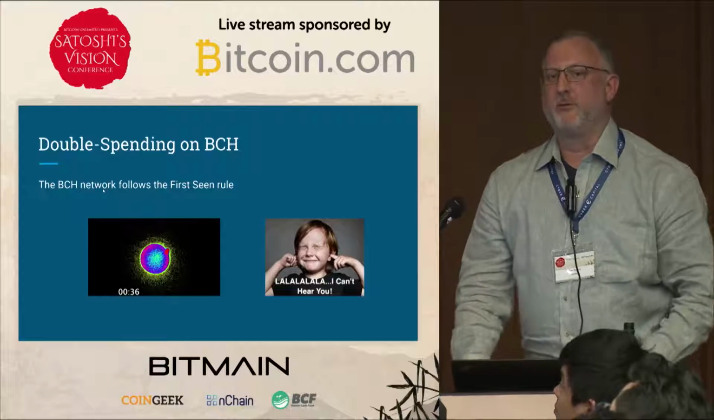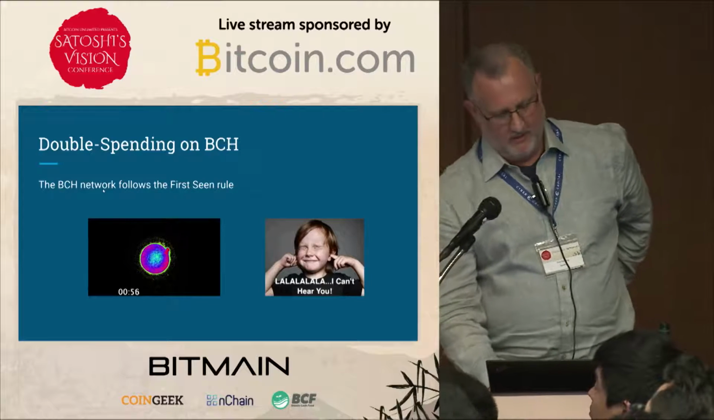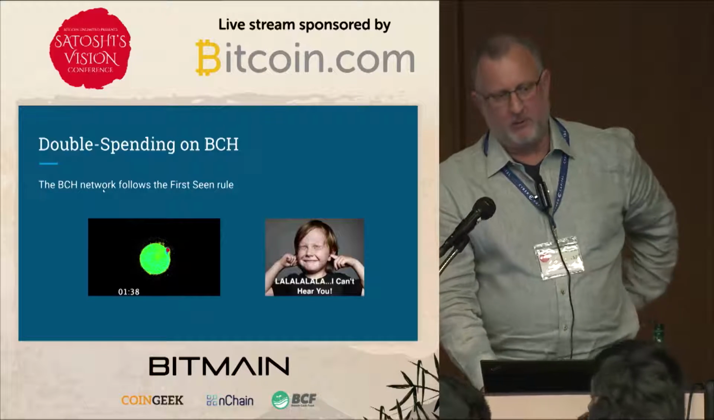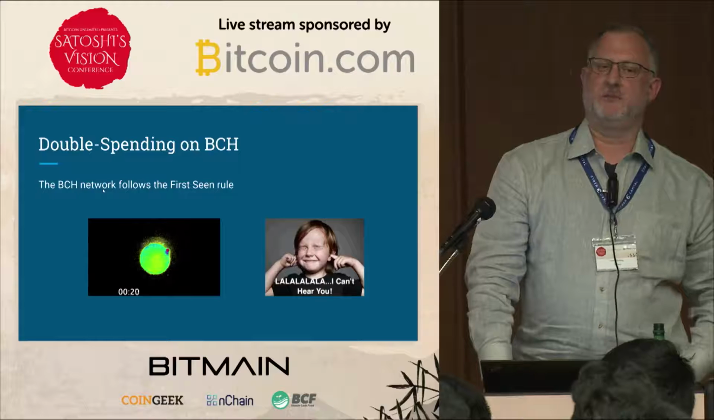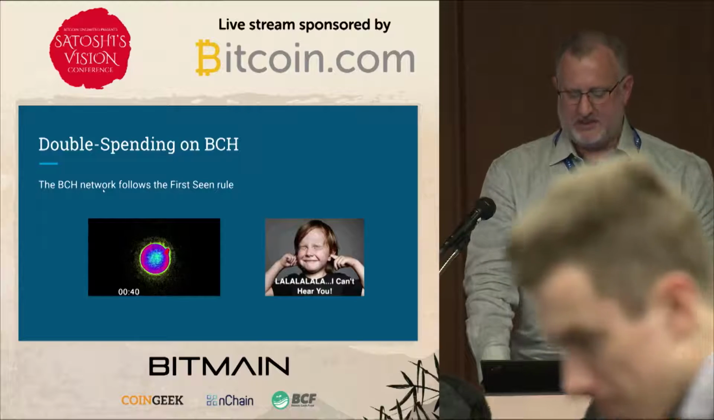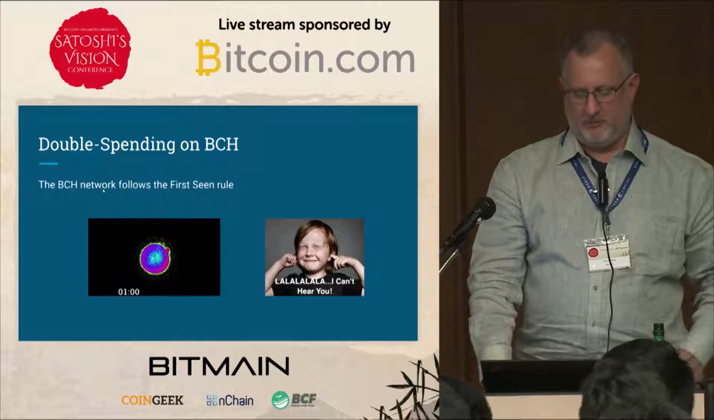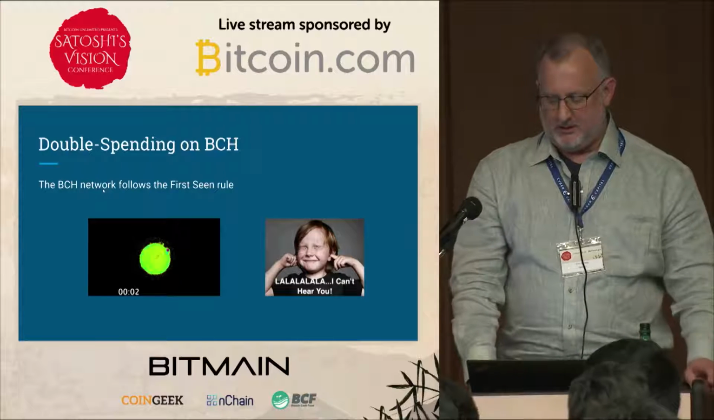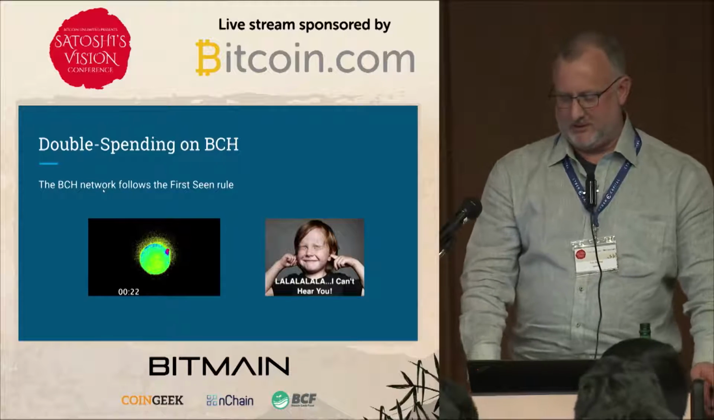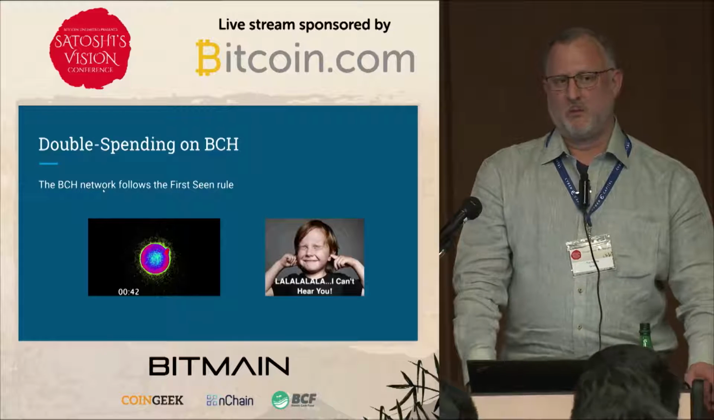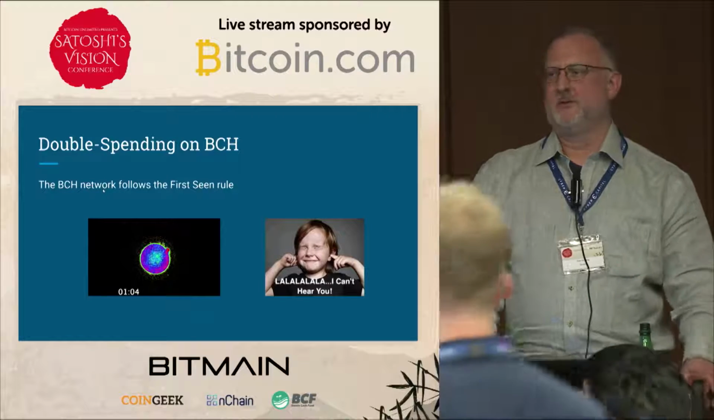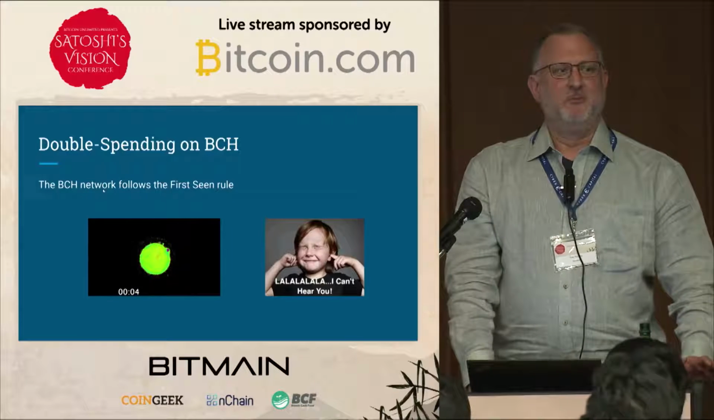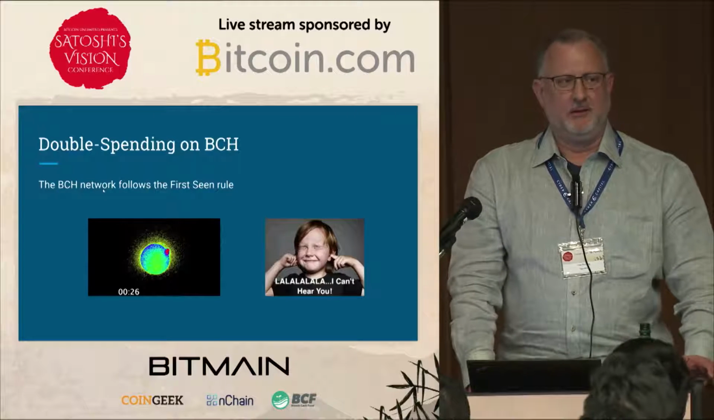So we have a rule called first seen. The first seen rule is simple. It means once a node has seen a transaction that spends a certain UTXO, it silently ignores any other unconfirmed transaction that spends that same coin. If nodes are honest, this strategy would completely solve the double spend problem, because we simply ignore the double spends, with one small problem, and that problem is timing.